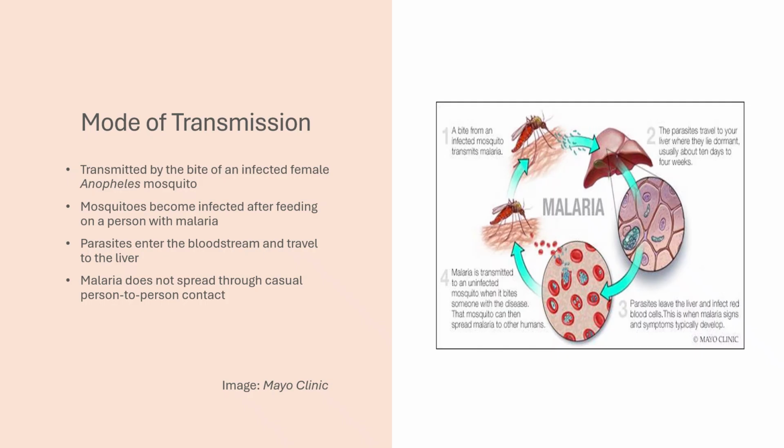The parasite then travels to the liver where they begin to multiply, and that's when they go to enter the red blood cells, and that is what causes illness. It's also very important to know malaria does not spread through casual person to person contact, so coughing, shaking somebody's hand, sharing food, that's not going to transmit malaria. Because transmission depends solely on mosquitoes and humans, controlling mosquito populations is one of the most effective ways to reduce malaria.